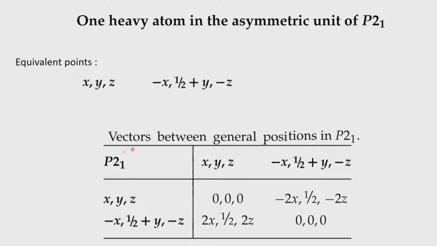So, you see here you get a solution to the heavy atom by taking vector between general positions x, y, z, x bar, half plus y, z bar. I am writing general position because P21 has a special position too. So, general positions x, y, z, minus x, half plus y, minus z. So, if you do the same operation as we did before with P1 bar, we will get two sets of vectors 0, 0, 0, and this gives me minus 2x, half, minus 2z. Notice the half here, okay, and then you get 2x, half, 2z. Because y is equal to half in both these examples, you get solution to x and z.